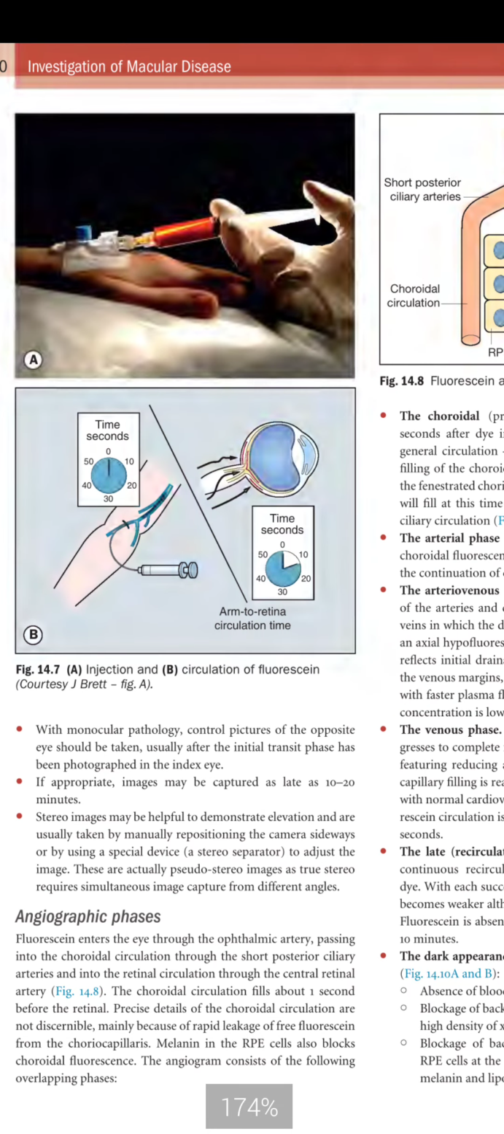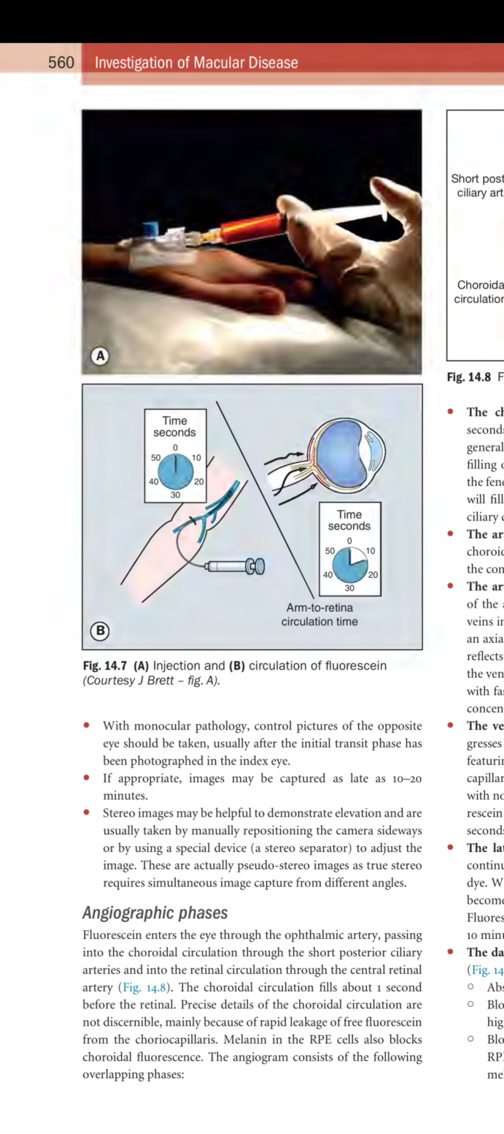With monocular pathology, control pictures of the opposite eye should be taken, usually after the initial transit phase has been photographed in the index eye. If appropriate, images may be captured as late as 10 to 20 minutes.